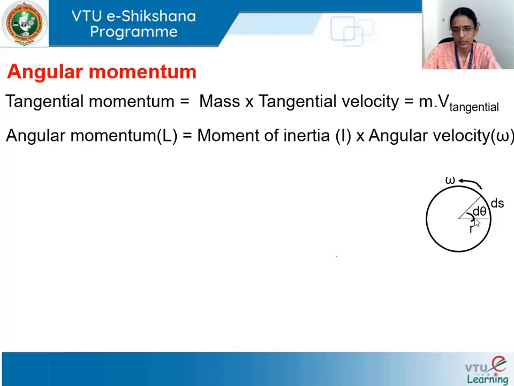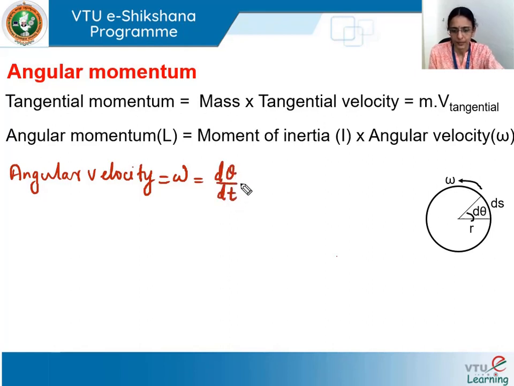It has rotated through an angle d theta over a time dt. Therefore, angular velocity of this wheel is given by the angle that is traversed per unit time. So, angle traversed is d theta during the time dt, that is angular velocity.